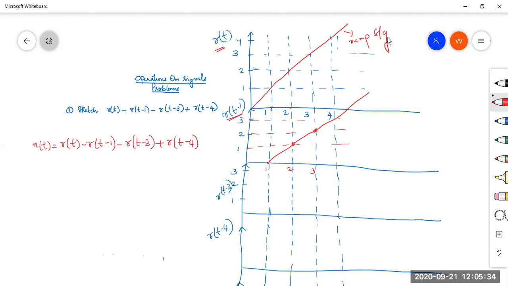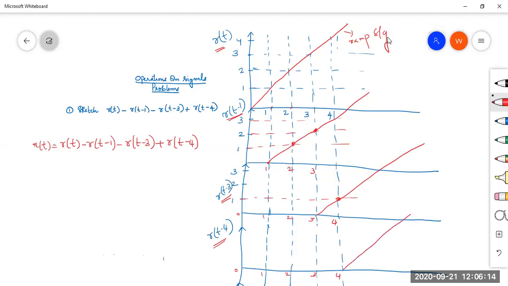Now next what you will draw is r of t minus 3. Same way, r of t minus 1 is shifted to the right by 1 unit, so r of t minus 3 should be shifted to the right by 3 units. So here this is 0, 1, 2, 3. So r of t minus 3 should start at 3. At 4 it will be reaching 1. Now next is r of t minus 4. It should start at 4.